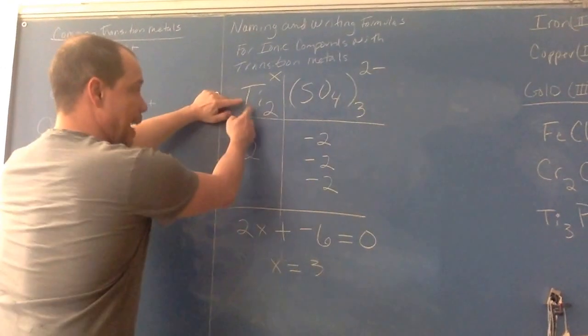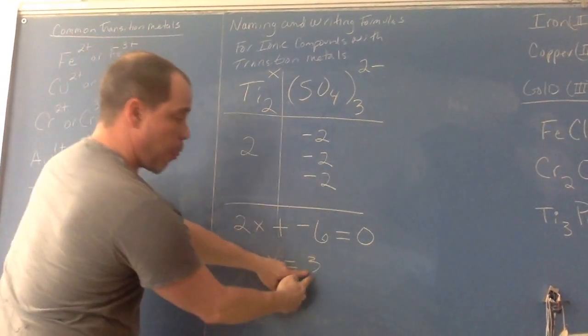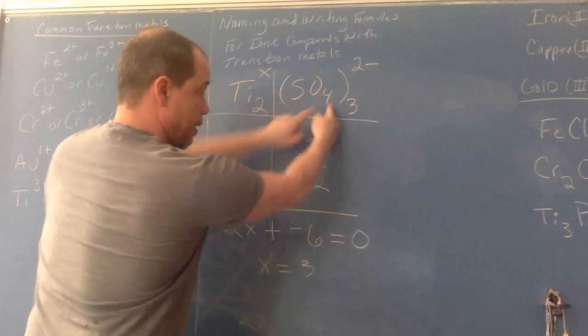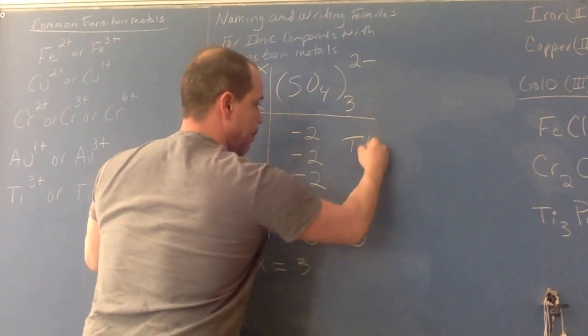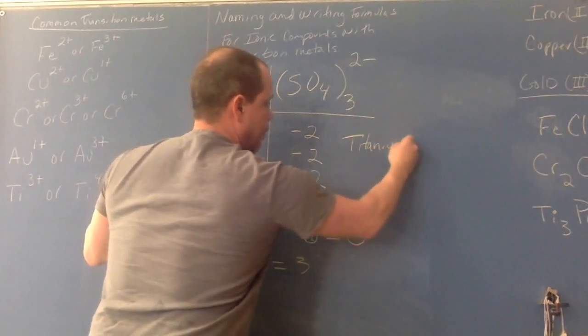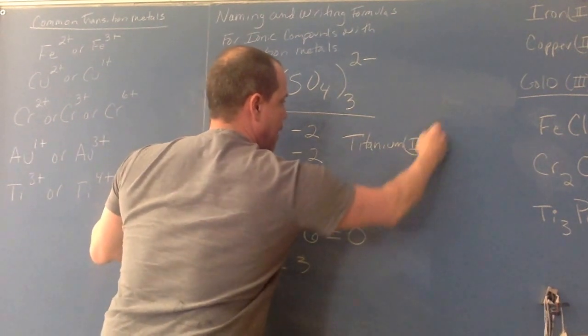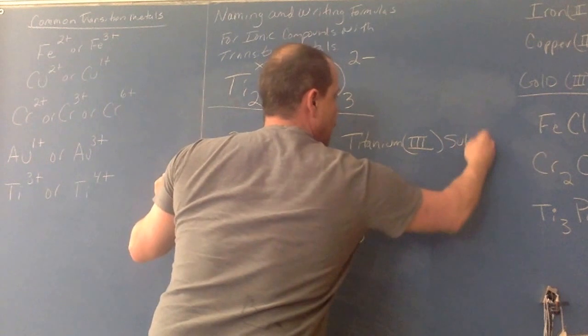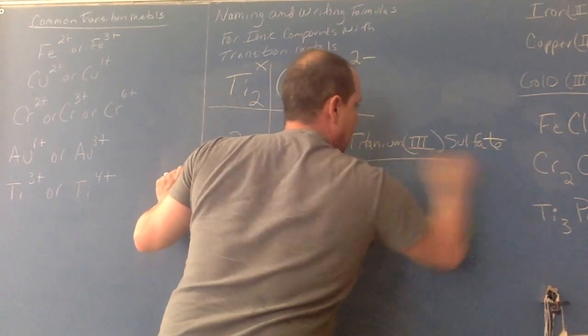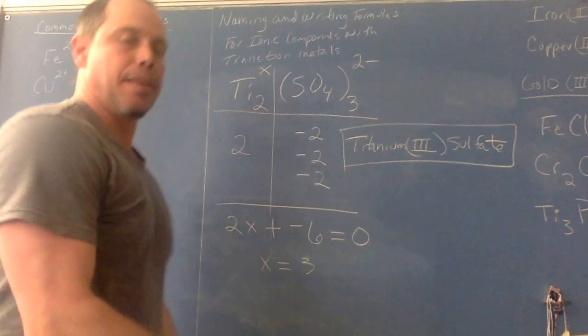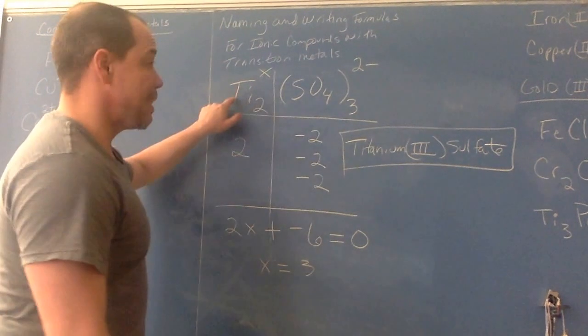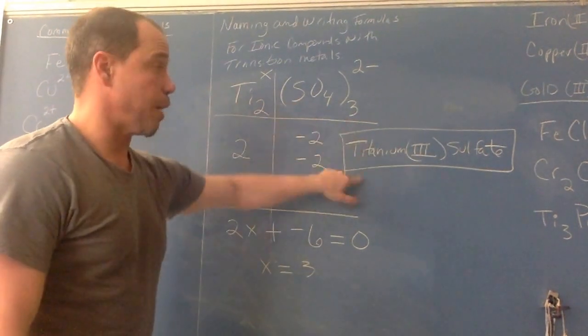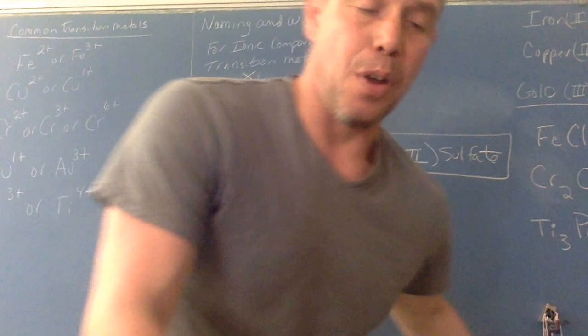Next step in this process is to write the formula. I have titanium 3 sulfate. And that's the name for Ti2(SO4)3, titanium 3 sulfate. All right.